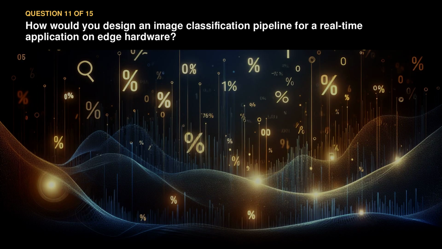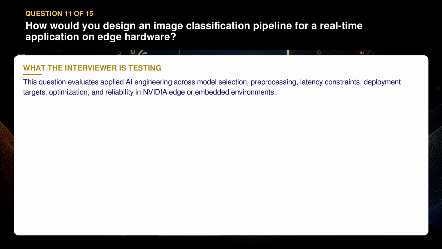Question 11. How would you design an image classification pipeline for a real-time application on edge hardware? This question evaluates applied AI engineering across model selection, pre-processing, latency constraints, deployment targets, optimization, and reliability in NVIDIA edge or embedded environments.